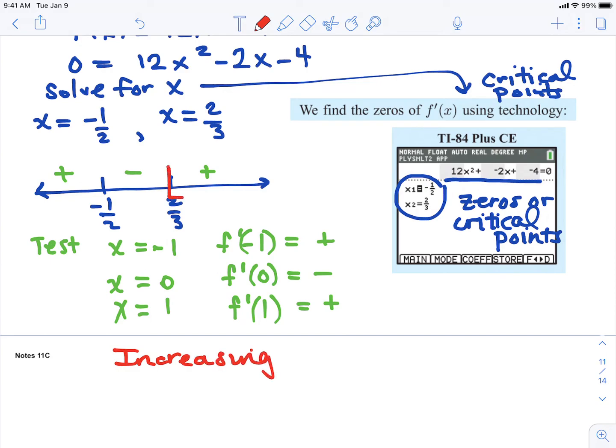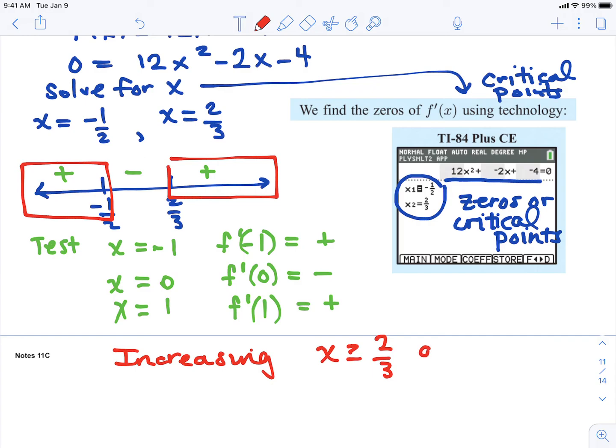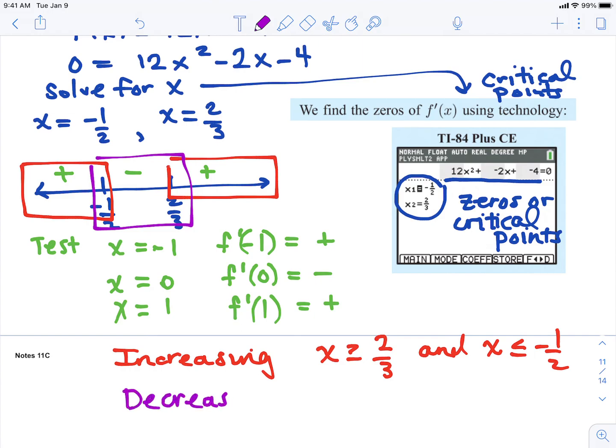So it's increasing in this interval. So how we write that is x is greater than or equal to 2/3. And then this interval, where it's increasing, is going to be x less than or equal to -1/2. All right, and then this interval is decreasing because its slope is negative. So we put the x in the middle. We say x is greater than or equal to -1/2 and less than or equal to 2/3.